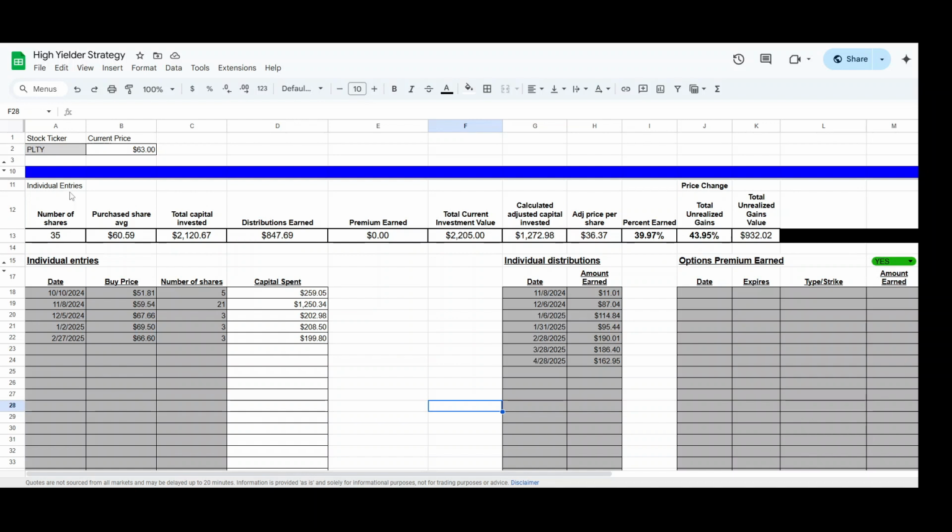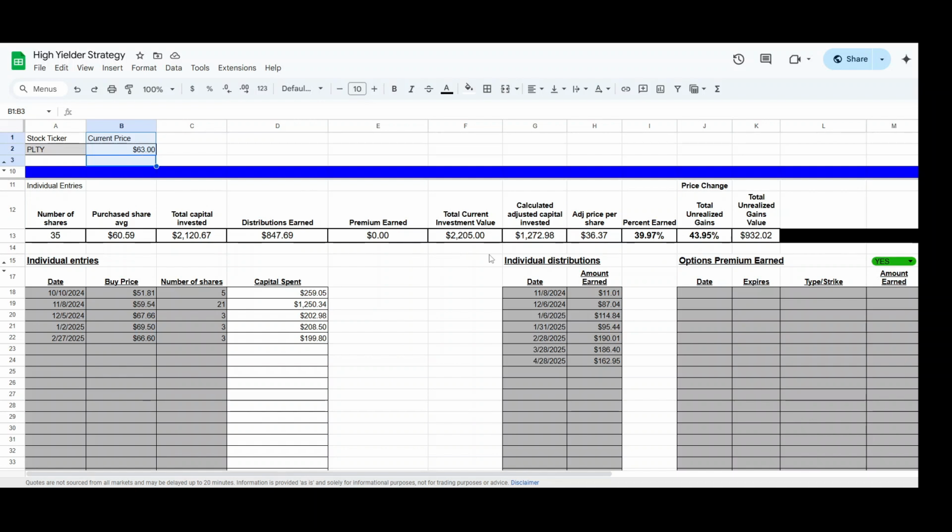Now for PLTY, I only have 35 shares and I've got about $2,100 invested into PLTY, which gives me my average share price of $60.59. We know the current price being 63 up here, so I am under the current price. Therefore, I'm in the green even on the share price itself, and that's share price appreciation, right?